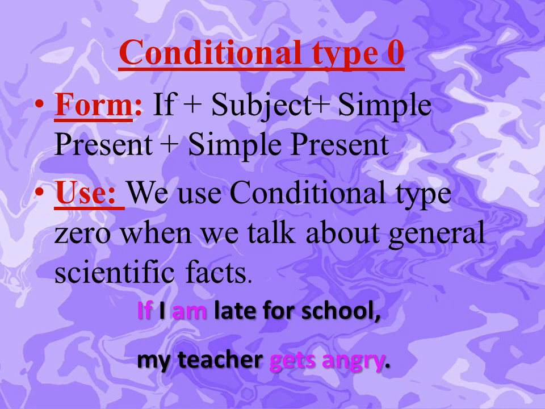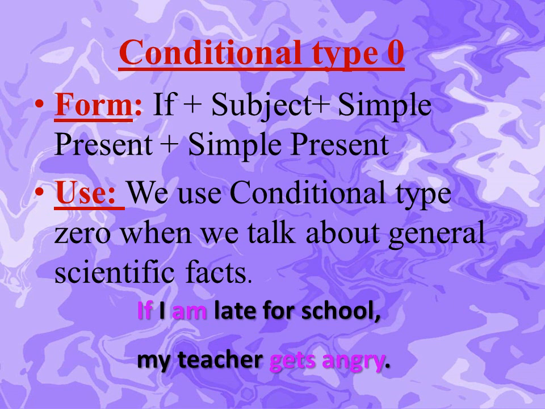So in any conditional sentence, you have two parts, part 1 and part 2. In the first part, you have the if plus subject, and in the second part, you have the subject plus verb. For example, if I am late for school, my teacher gets angry. So you have if plus subject plus simple present plus simple present. We use one single tense in conditional type 0. We use conditional type 0 when we talk about general scientific facts, as we saw in the examples.